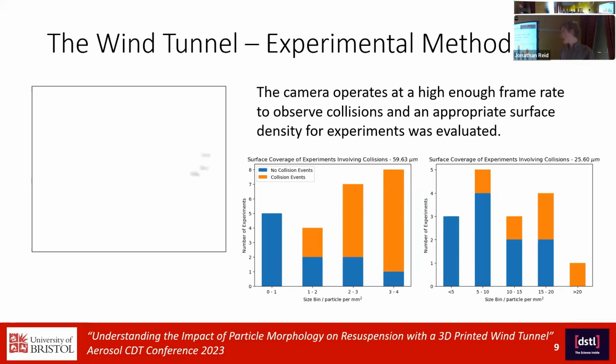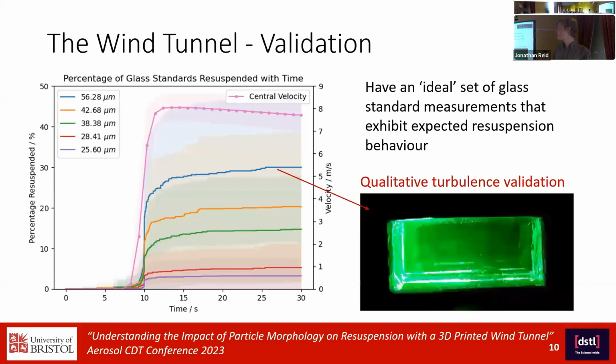So by going through all the images that we get, we've narrowed in on a surface coverage of particles that means you don't get collisions, which is around 1 particle per millimeter squared for your biggest, 60 micrometer diameter particles. This isn't very physical, I guess, in terms of the natural environment, but it's what you need to get your ideal scenario for this stage. So it might be something to look at in the future, how important collisions are.